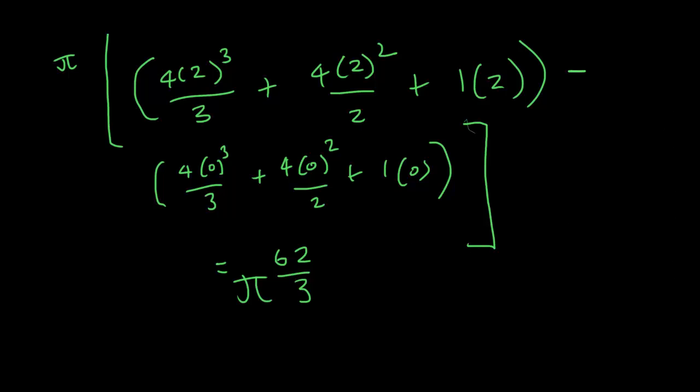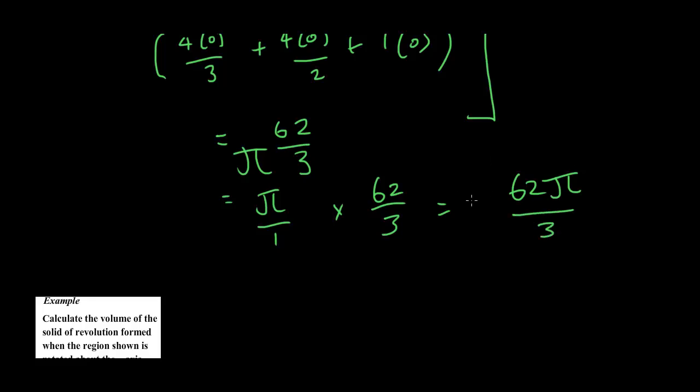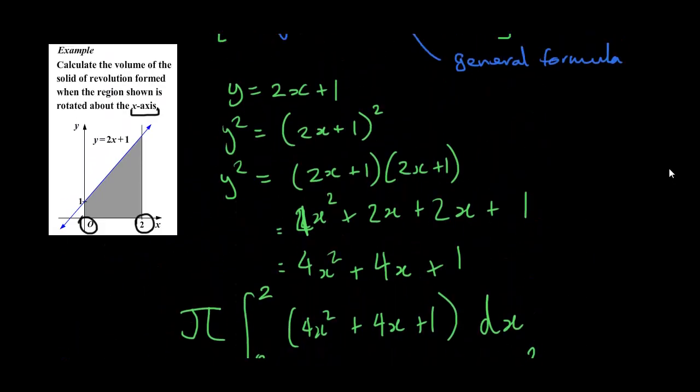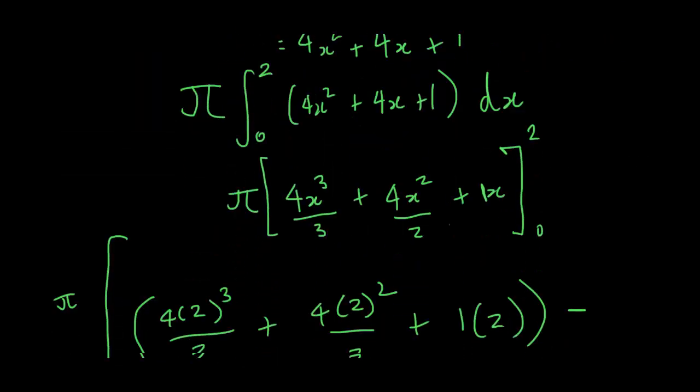Now if you want to make it neater, what you can do is say, if it's pi over 1 multiplying by 62 over 3, you end up getting 62 pi over 3, and that's therefore your answer. And you actually have to have units cubed, which proves to the marker that you know you're talking about volume, since it's the solid of revolution formed around the x-axis. Okay, perfect. Let's move on to the next example.